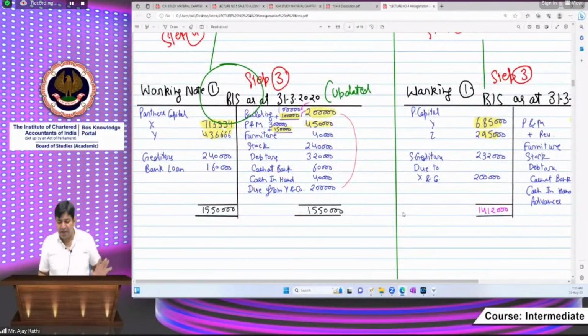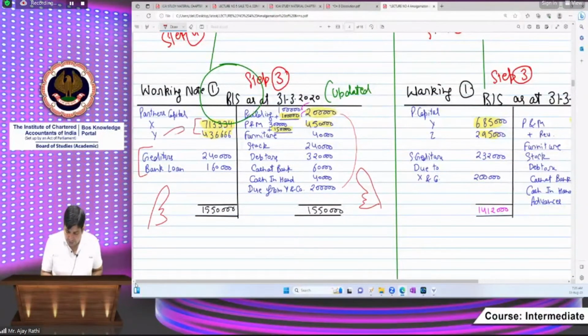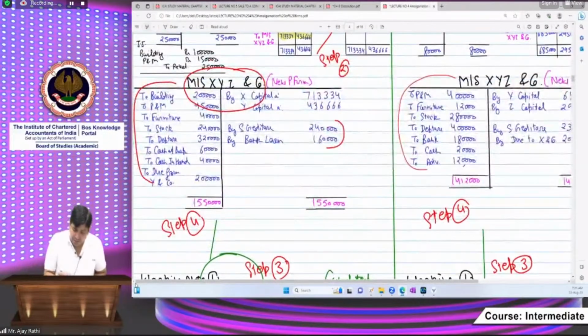Step number 1: transfer all the assets and liabilities at book value. So you are transferring all such assets at book value, all such liabilities at book value and all such partners' capital to the new partnership firm account, that is Messrs XYZ and Company. So beta, let's start with this one. These are the debit balances you are transferring to the new partnership firm by way of crediting them. So these are the transfers.